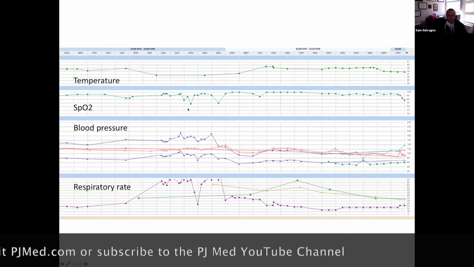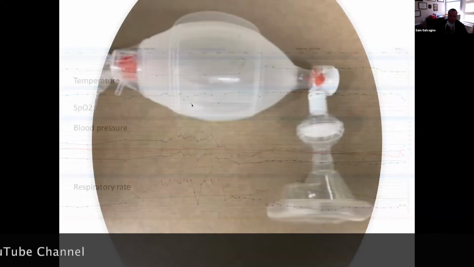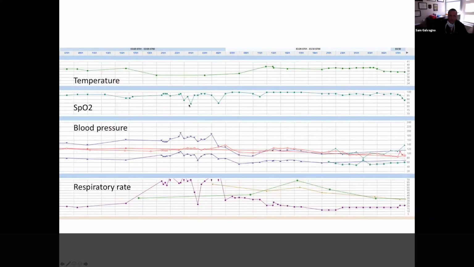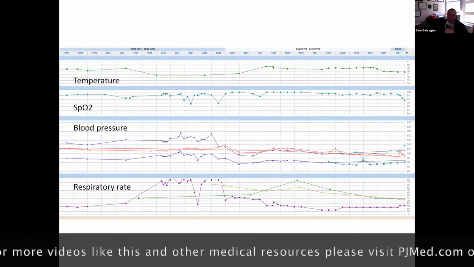Now, to get back to your question, Doc Rush, look at his SAT though. It didn't really fall below 85. So it wasn't a SAT issue. This is what I'm talking about. This guy got in trouble with increased work of breathing, severe tachypnea.